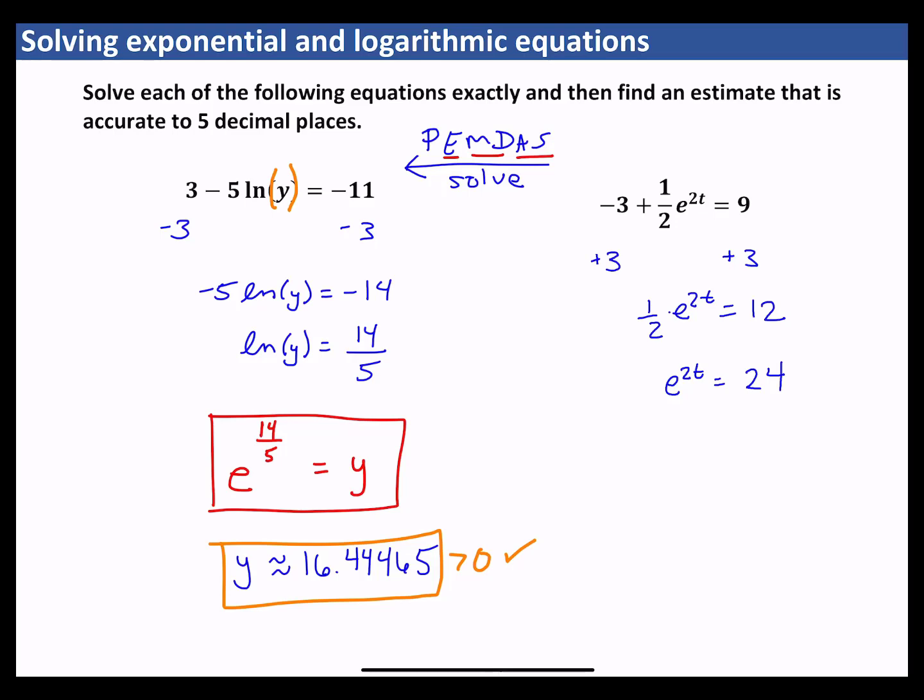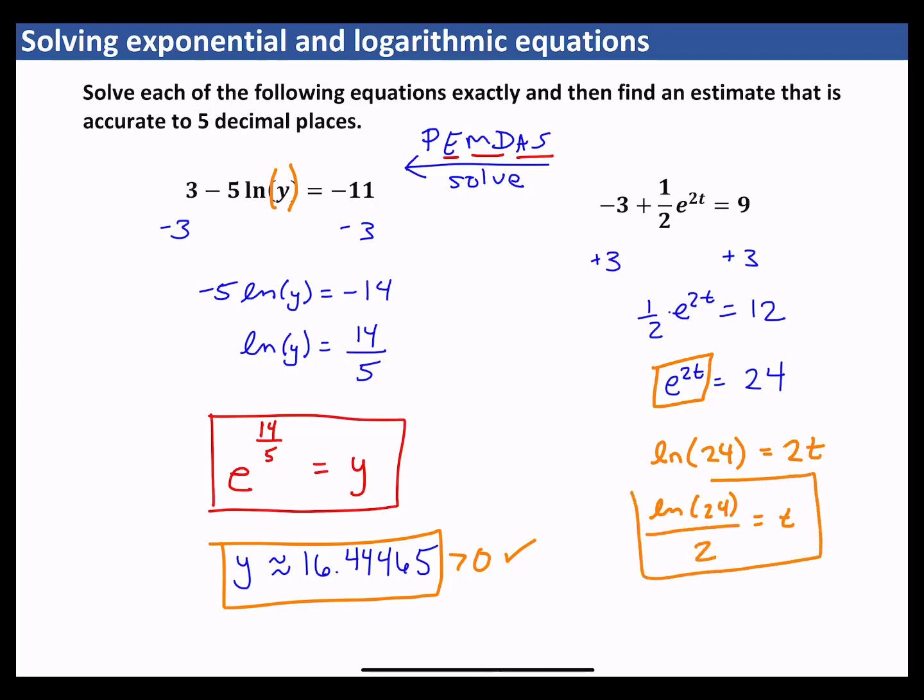We're at the point where we have an exponential function, and we will reverse that by using a logarithmic function. So we know that we could write this as the natural log of 24 equals 2t, and then to isolate t, we'll divide both sides by 2. So this is our exact answer, and using a computational device, we find that t is approximately 1.58903. So I hope this video has helped you in your thinking about how to solve exponential and logarithmic equations.